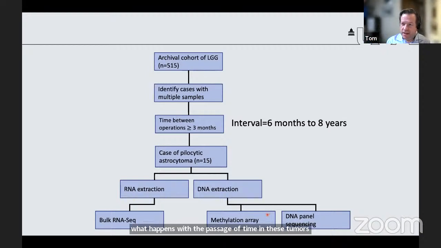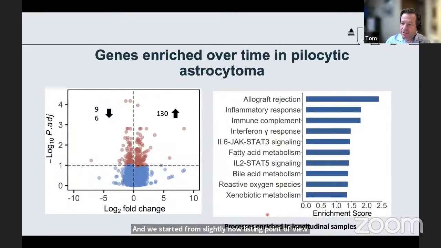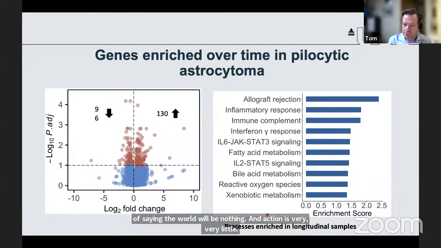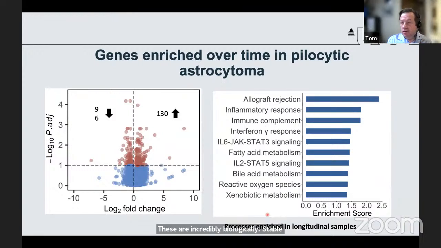We started from a slightly nihilistic point of view of saying, well, there'll be nothing. And actually, there's very, very little. These are incredibly biologically stable tumours. The only thing that we saw reliably is the story I'm going to tell you about, and I'll show you some of the controls against that. So this is gene expression data. If you do it as a bulk gene expression, late tumour versus early tumour, you see very little.